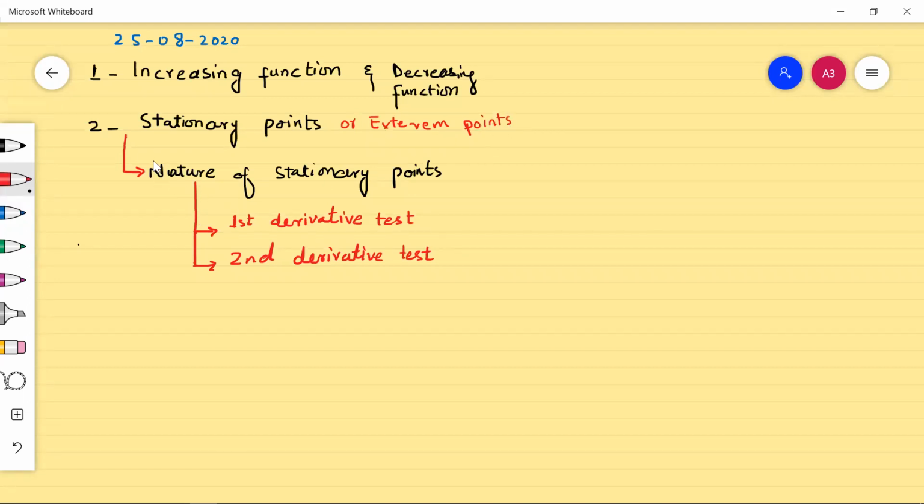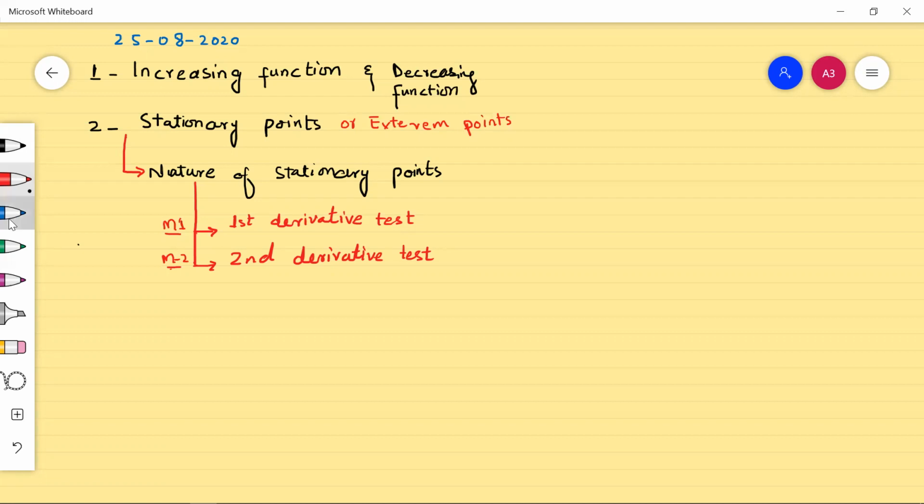And then, as a subtopic of stationary points, the nature of stationary points. We will use two methods to find the nature of a stationary point. This is M1, the first derivative test, and M2 is the second derivative test.